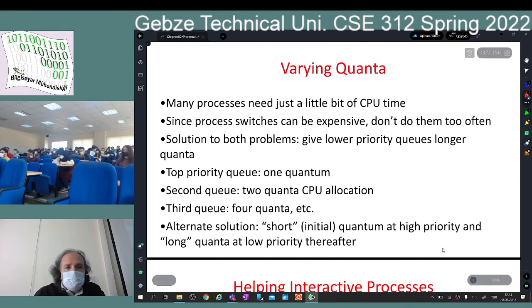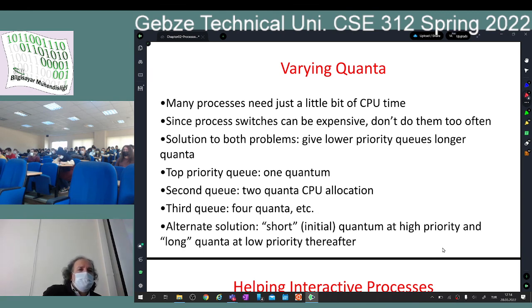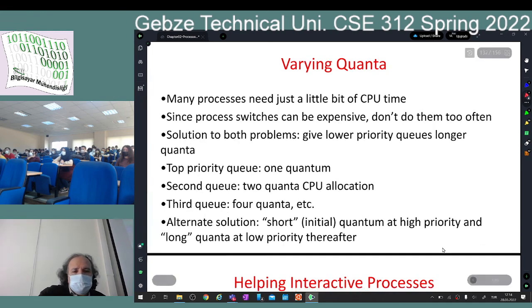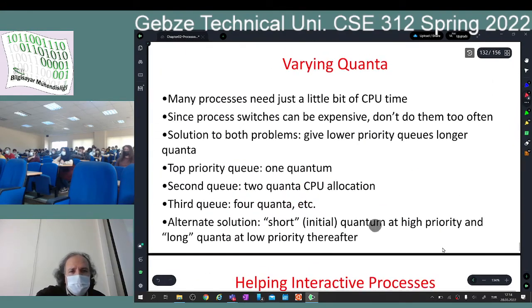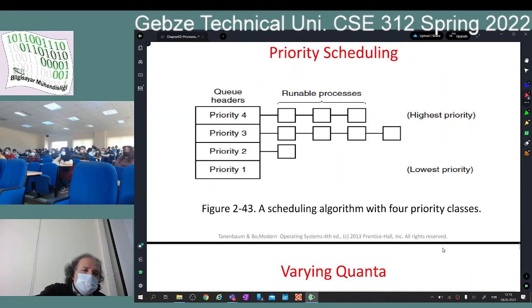Okay, I think we talked about this. So varying quanta is a good idea. Many processes need just a little bit of CPU time. So don't do them too often. Since process switches can be expensive, we don't do them too often. So both problems give lower priority queues longer quanta. So that's what we are saying here. So this one has the longer quantum time, a little bit longer than the shortest one.